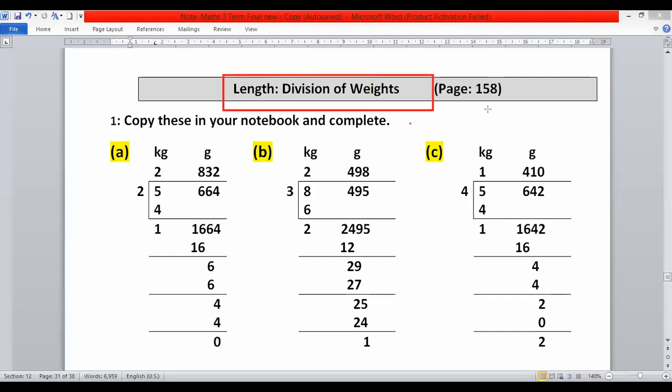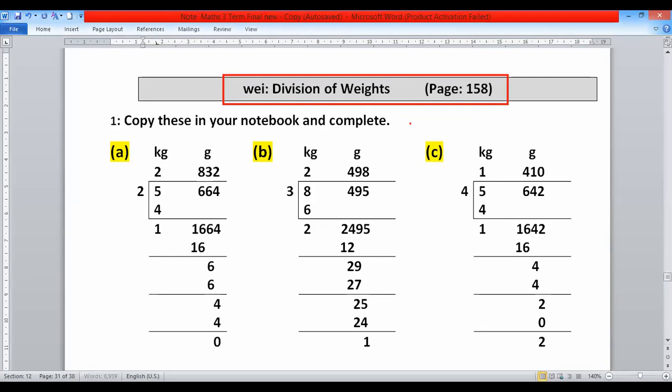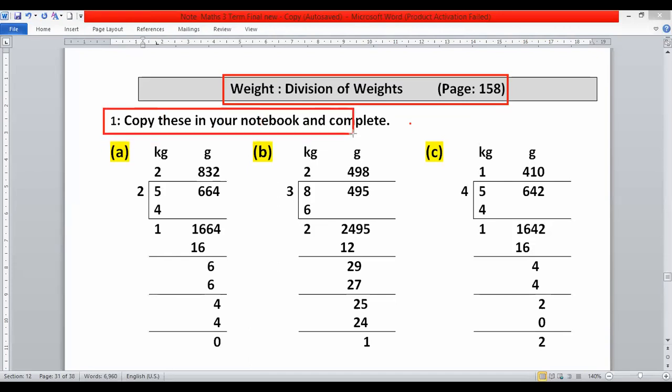Page 158. The given topic is length, weight, division of weights. Here the topic is given: weight, division of weights. The statement of the question first, copy these in your notebook and then work them out or complete.